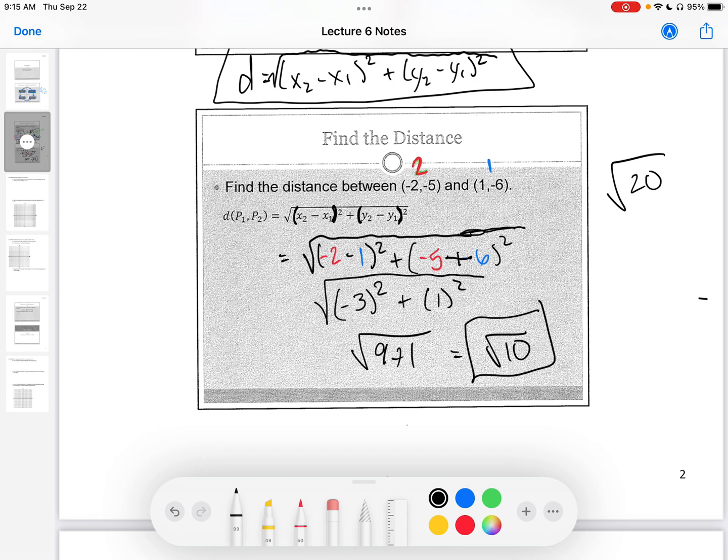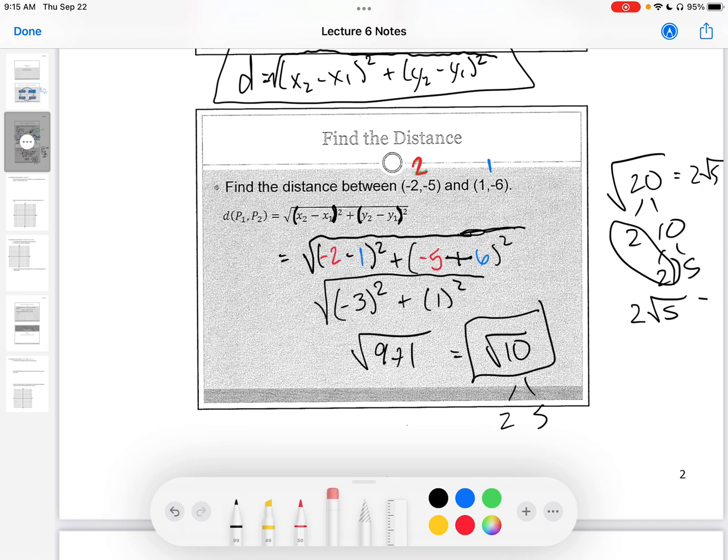Remember, if it was like a square root of 20, we do 2 times 10, 2 times 5, a pair of 2's. So the square root of 20 is just 2 square roots of 5. Well, if I break down 10, that's just 2 and 5, and there's nothing in common. So the square root of 10 is as low as we can go. Okay, so that is using your distance formula right there.